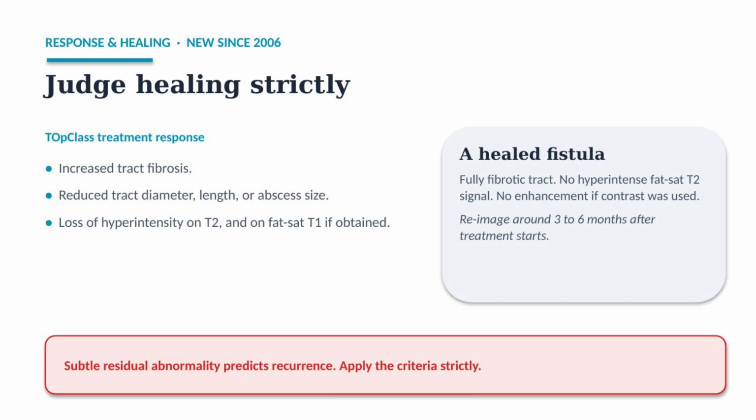Apply these criteria strictly. Subtle residual abnormality predicts recurrence. The paper shows a case where a faint curvilinear hyperintensity was missed on a complete healing read, and the patient recurred a year later.